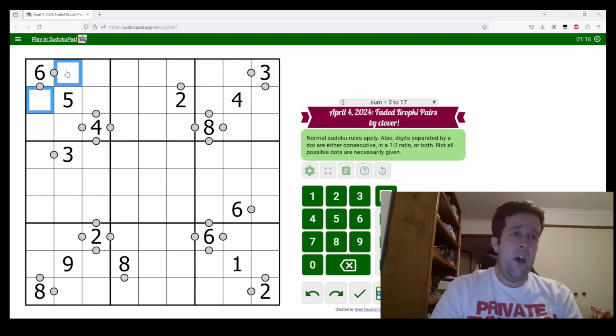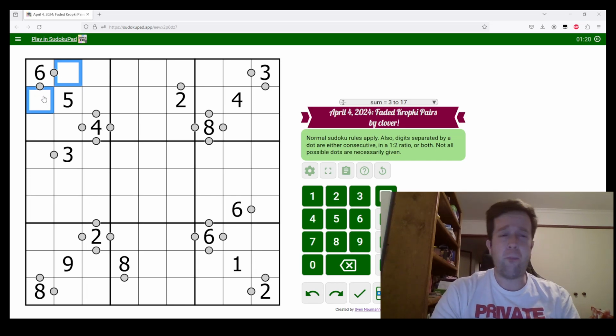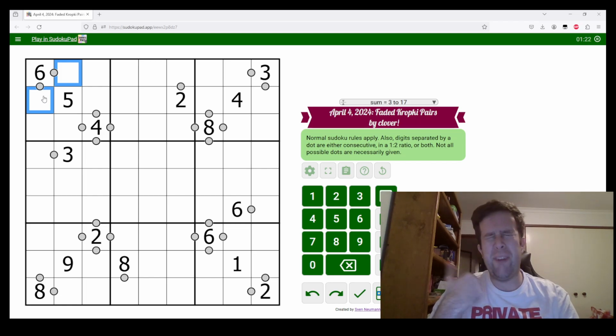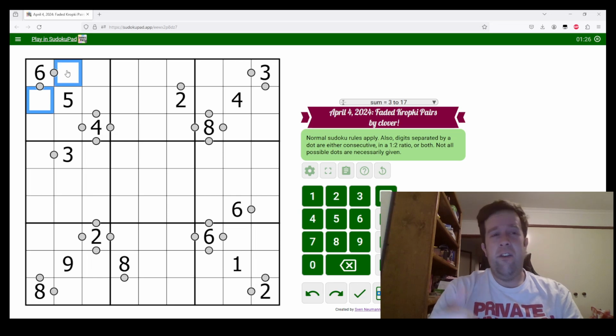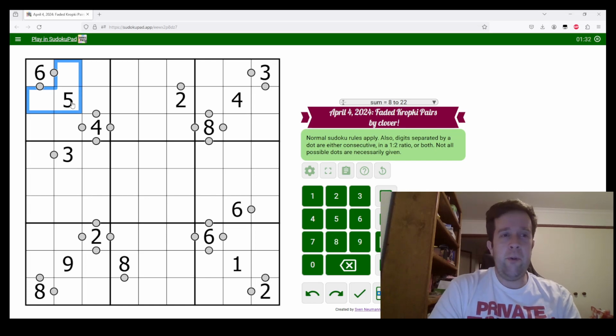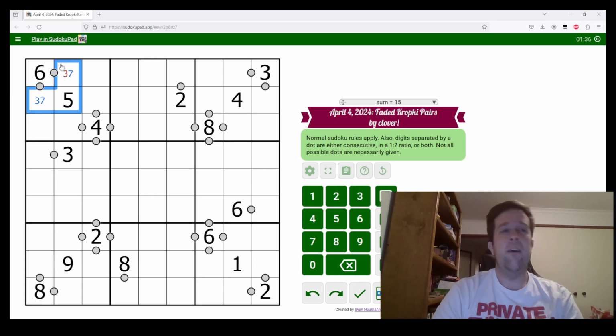So, as I said earlier, 6 is consecutive to 5 and 7, and it's also half, double 3. So, because we already have a 5 here, this can only be 3 or 7. Now, we have a 3 over here, meaning we can put 7 and 3 here.